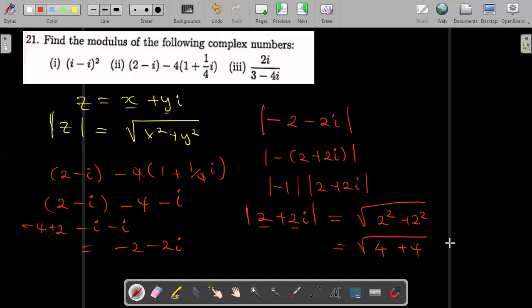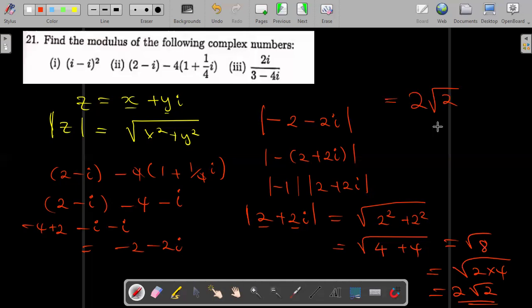Then this is going to be equal to root of 8. So root of 8, can I simplify root of 8 further on? I can, of course, because that is just 2 multiplied by 4, so you have root of 2 times 4, and this here gives you 2 root 2. That's what you get. So final answer 2 root 2.